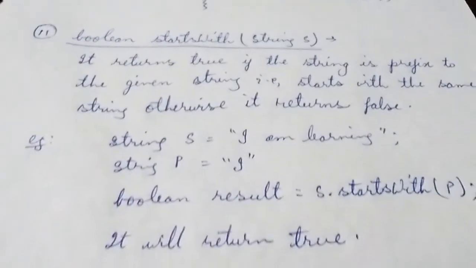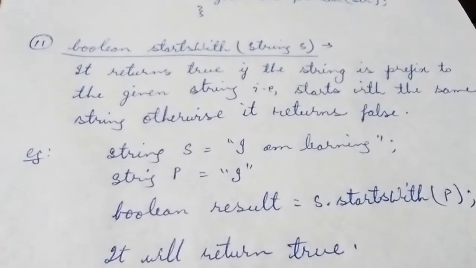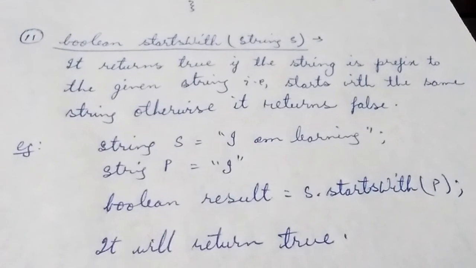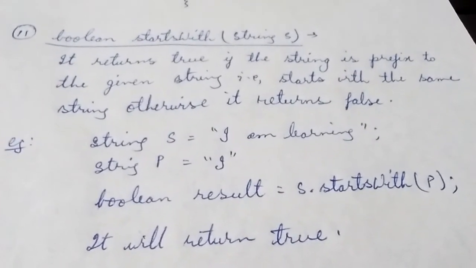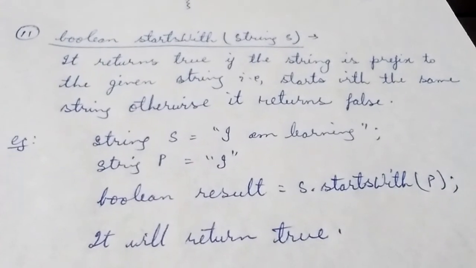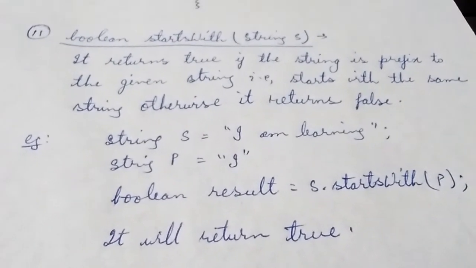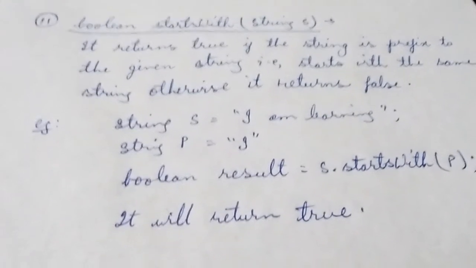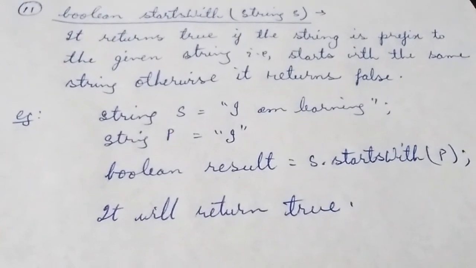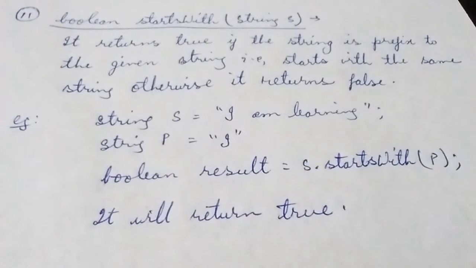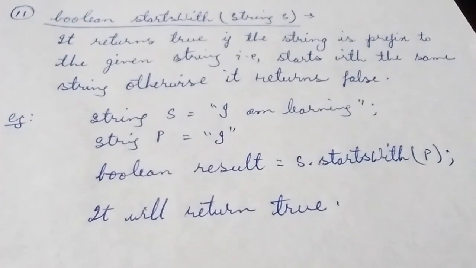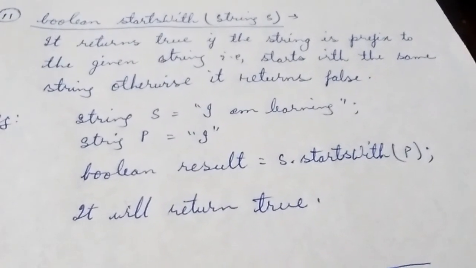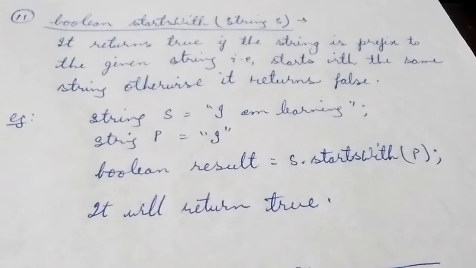The next string function, which is the last function of the string, is startsWith. Like endsWith, where we check whether it is ending with a particular string or not, here we check whether it is starting with a particular string or not. So it returns true if the string is prefixed with the given string, that is, it starts with the same string, otherwise it returns false. So string s equals "I am learning". Here we are going to check whether it is starting with I or not. So string p equals "I". So boolean result equals s.startsWith(p). In this case it will return true.